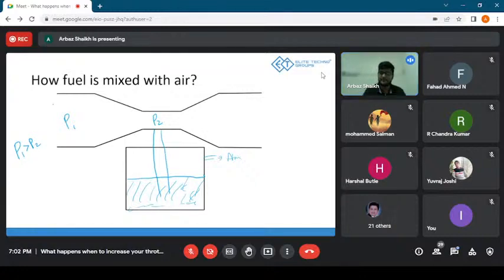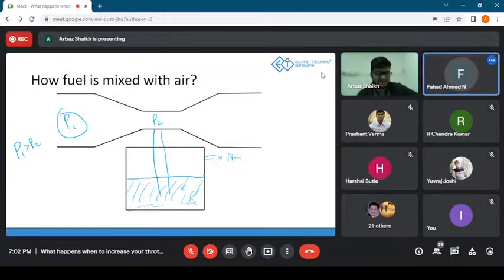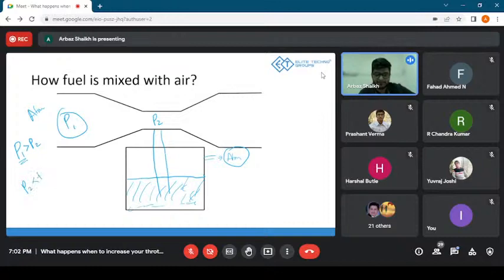Okay, is that clear to everybody? Sorted. So what was P1? In case of a Venturi, in case of a carburetor, what is P1? Atmospheric pressure. Perfect. So this is the atmospheric pressure, right? And what is this pressure over here? It's atmospheric, right? Now P2 is going to be less than P1, which means P2 is going to be less than atmosphere. Is that true?